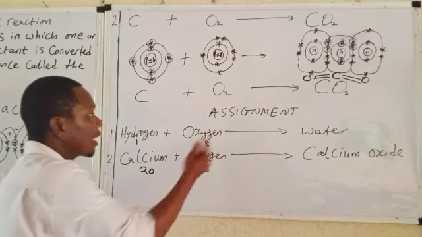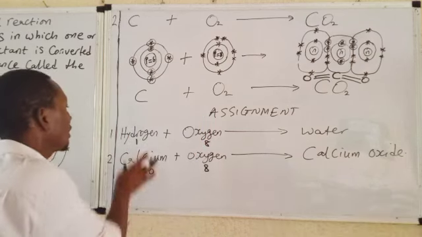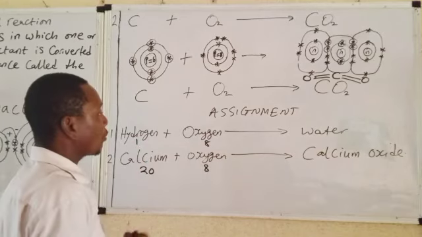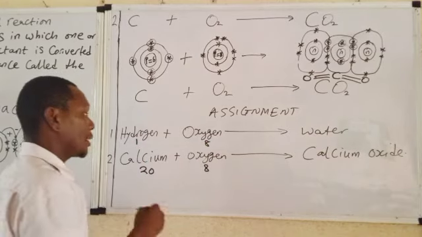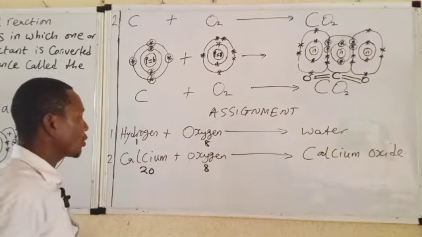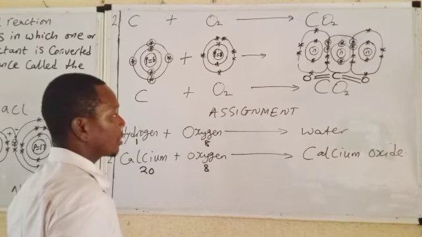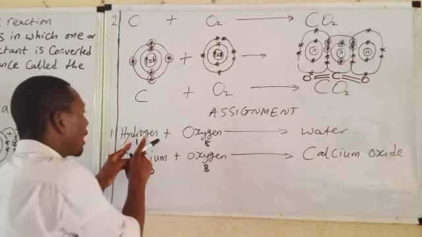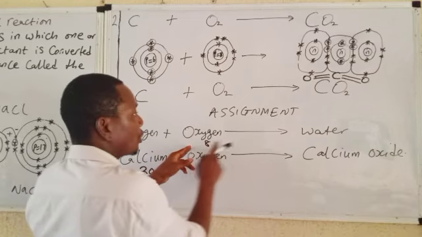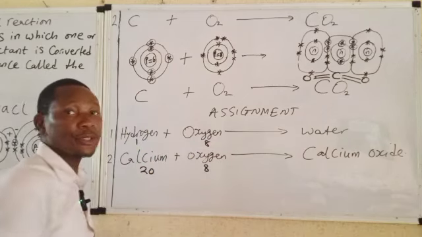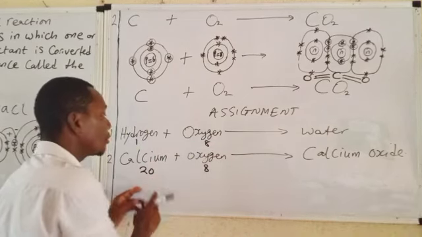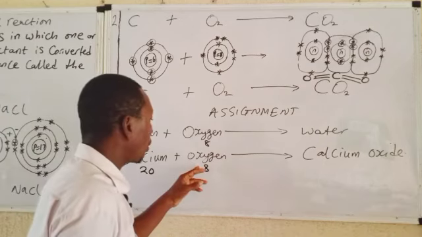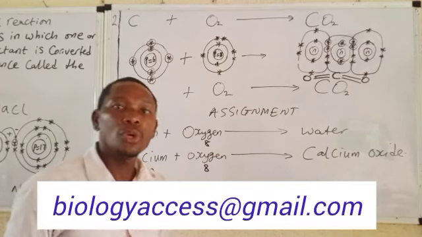Now, you can take this as a simple assignment. Hydrogen has an atomic number of 1. Oxygen has an atomic number of 8. Calcium has an atomic number of 20. Write a chemical reaction when hydrogen reacts with oxygen to form water. And also write another chemical reaction when calcium reacts with oxygen to form calcium oxide.